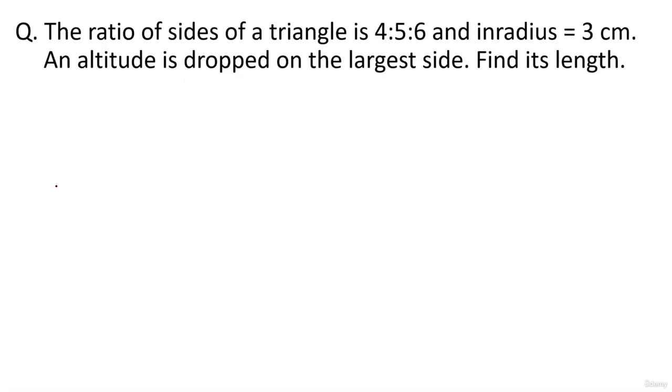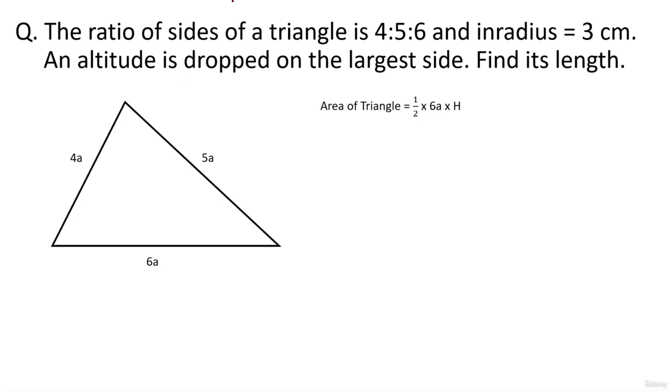The ratio of sides of a triangle is 4:5:6, and inradius is equal to 3 centimeters, and altitude is dropped on the largest side. Find its length. Okay. Now, since we are given the ratio of the three sides, let's assume the three sides as 4a, 5a, and 6a. It is given, guys, that they're dropping a perpendicular on the largest side. That perpendicular will be the height or the altitude. So area will be half into base into height, so half into 6a into h will be the area required.